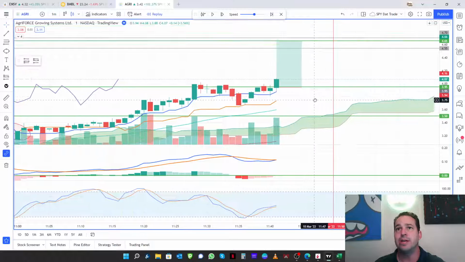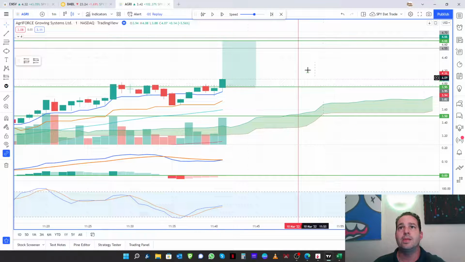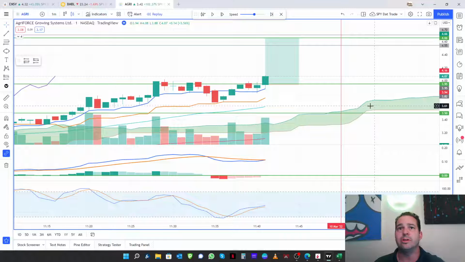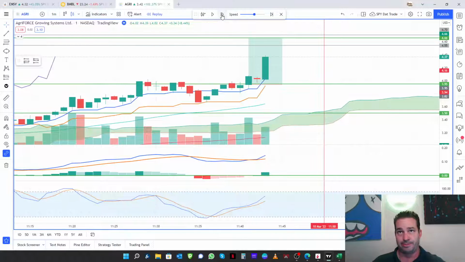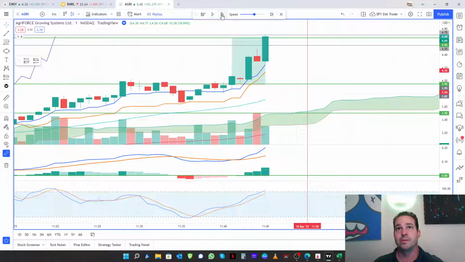I took that trade, hesitated a little on this one, thank gosh, but I did get it on this one. And of course, the clouds are all set up. We're green, blue is above the orange. We're way above the VWAP. We have the lagging indicator clear of everything, so we know that we're good to go. And there we go.